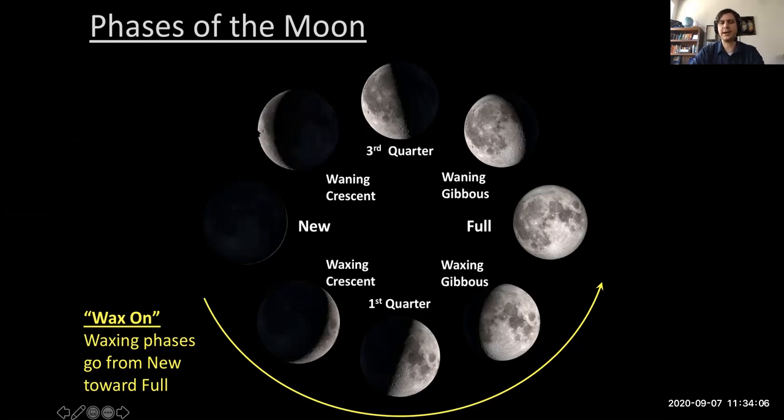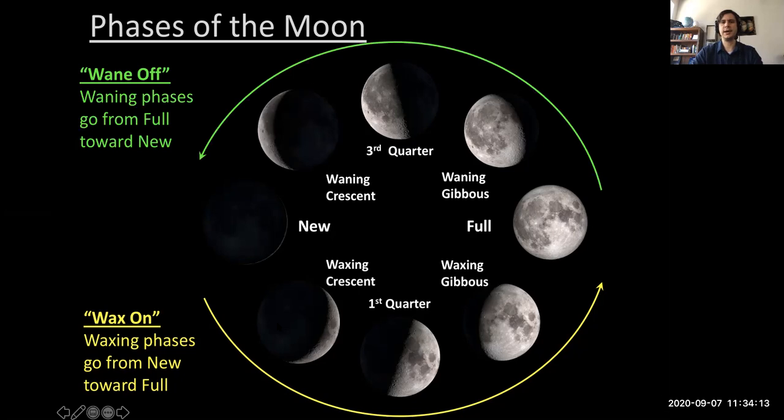And then half a week after that, so a full month-ish, about 4 weeks, we've gone all the way back to new. And these phases where it's going from full back to new, where you're seeing less and less of the moon illuminated, and if you're in the northern hemisphere, the left-hand side is illuminated, then we say that you are waning. So you wax on to full, you wane off to new. And those are the phases of the moon.